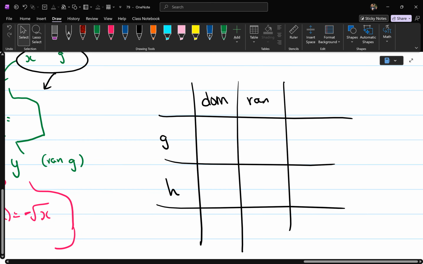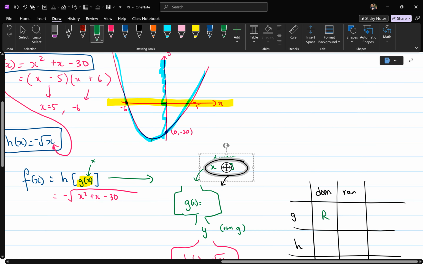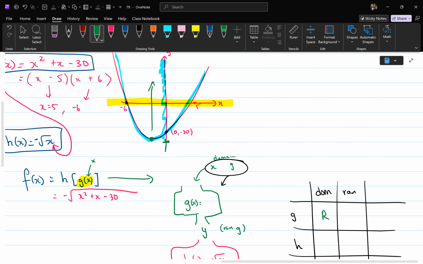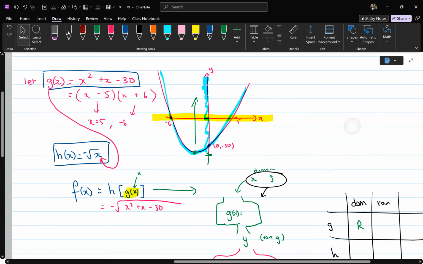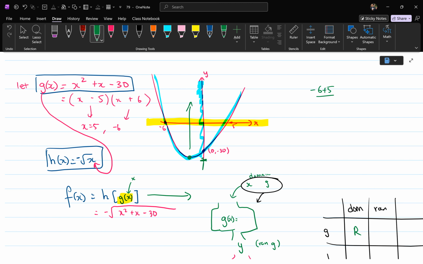So it seems like there is no restriction for the domain of g, and the range is actually not all real values because there's a turning point somewhere here, and it goes on to infinity. We can quickly find the turning point. It's the middle of negative 6 and 5. So negative 6 plus 5 divided by 2, what's that? Negative half. Oh, I can't be bothered. But you would sub it in here, and then you get your y value.